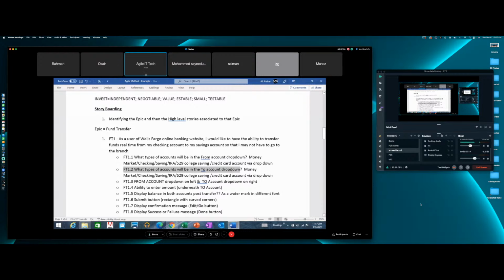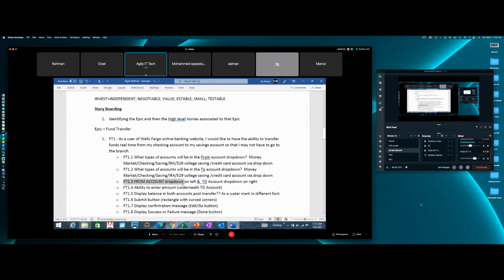And he said, well, he can transfer money from any of his accounts to any one of his other accounts. So the answer is, again, money market, checking account, savings account, 529, credit card. And that will also be via a dropdown. Everybody clear with these first two, 1.1, 1.2? Yes. All right.